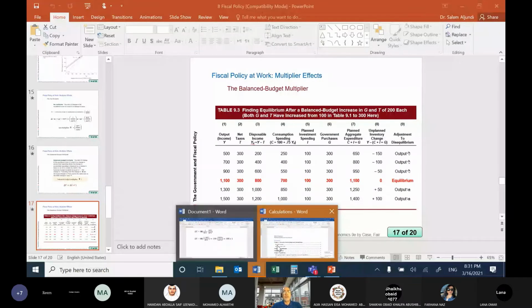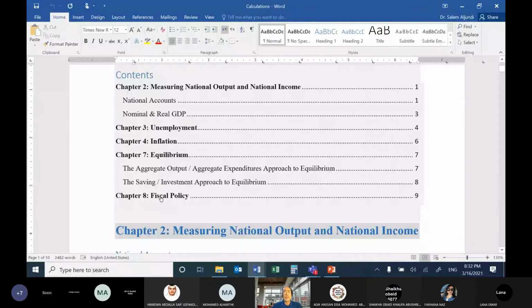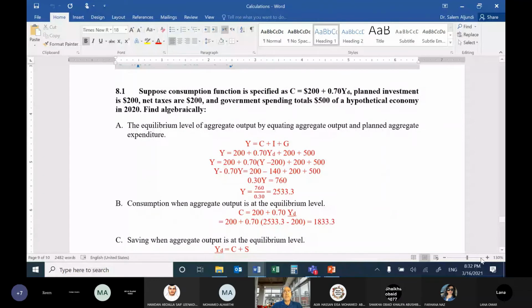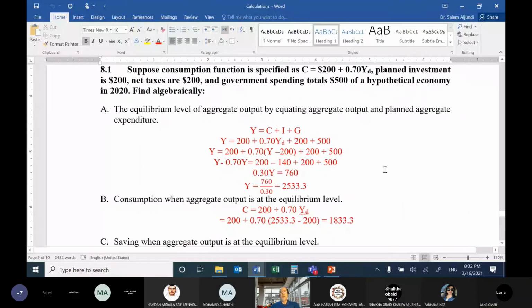So fiscal policy is the last one. And the file will be closed. This is fiscal policy. And I will ask Farhane to read this question for me. Farhane.